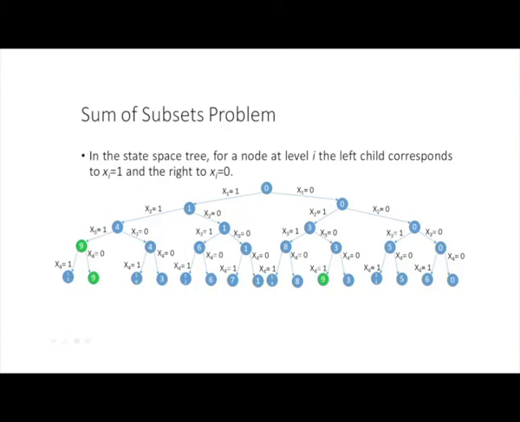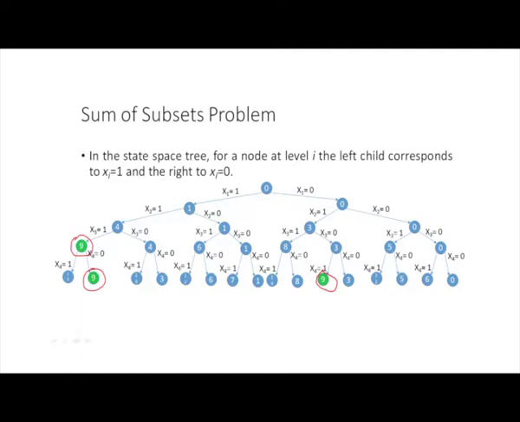As you can see on the slide, it's a full state space tree that can be generated to find solutions for the sum of subsets problem. And the solutions here are marked as green. As you can see here, this is one of the solutions, this is one of the solutions, and this is one of the solutions. Okay.